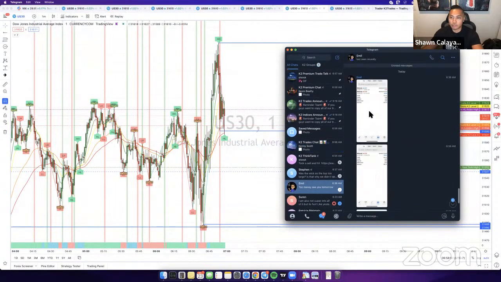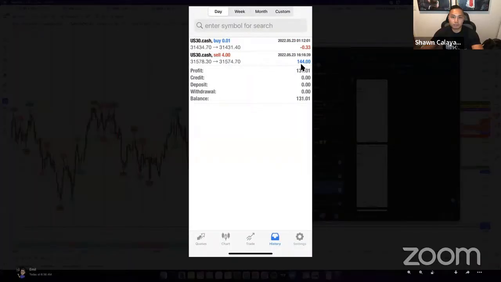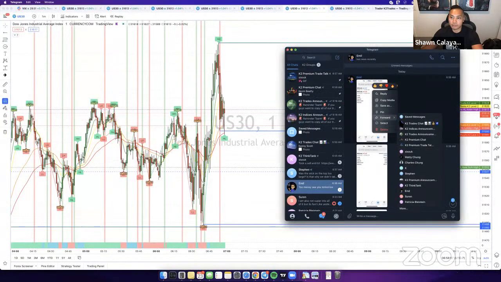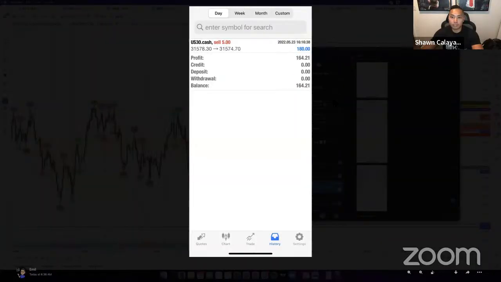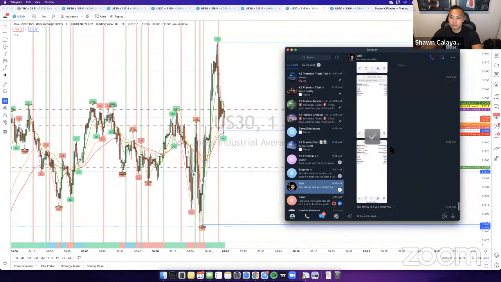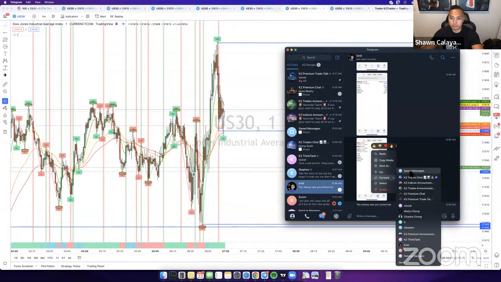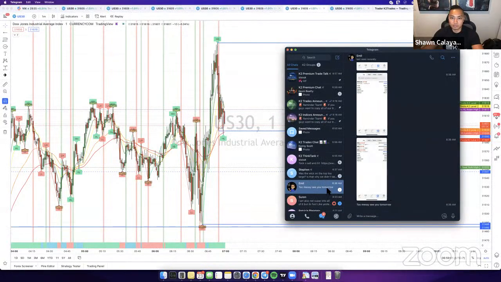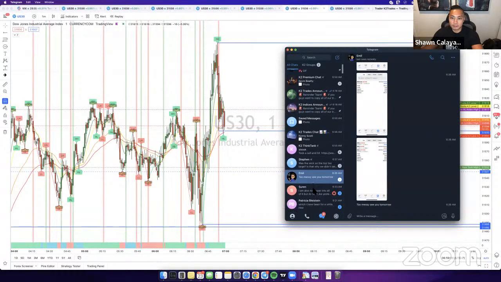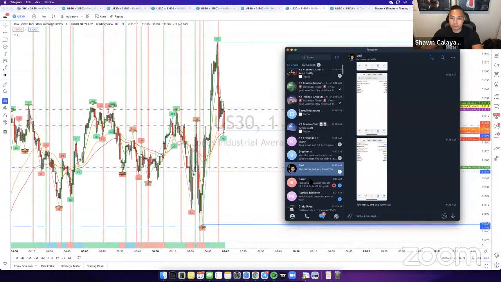Melzon, he took a couple trades here. He took a sell right there, locked in total 144. Nice work off that, Melzon. His second account right here, locked in 180. And his third account over here, locked in 460. So nice work, Melzon. Melzon said, too messy, see tomorrow. So yeah, we'll see you tomorrow, Melzon. Other than that, I think that's it for right now.